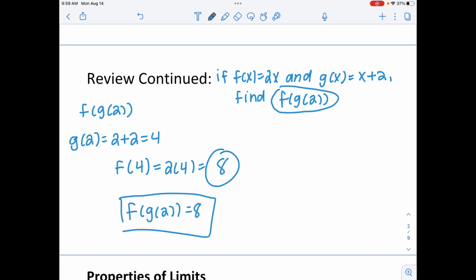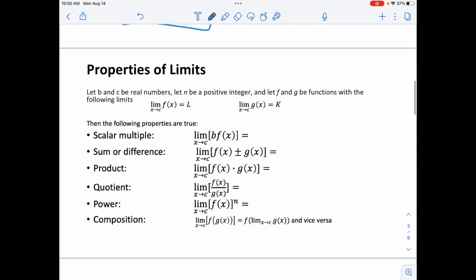Now we will get to how this involves the properties of limits. So I'm going to go through these real quick, and then I will show you some examples of them. But these are our general properties of limits. This says let b and c be real numbers, let n be a positive integer, and let f and g be functions with the following limits.